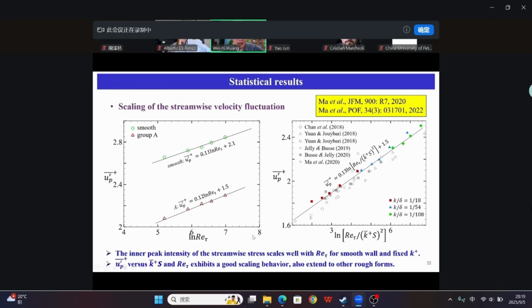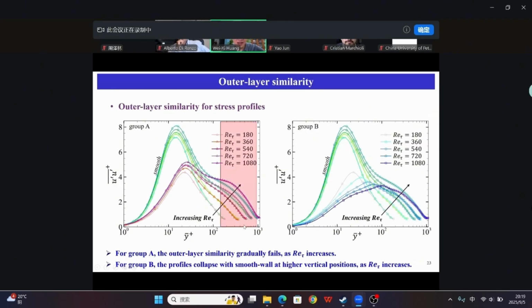And next, we check the outer layer similarity, as mentioned earlier. So as the Reynolds number increases, it shows deviation from the smooth wall. It indicates the loss of the outer layer similarity.